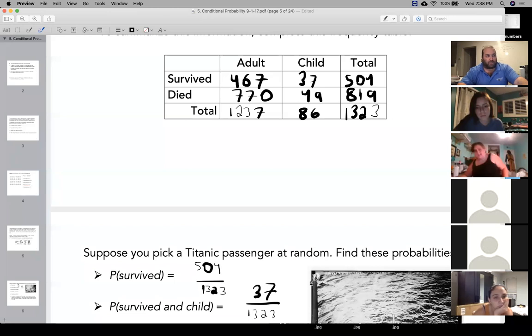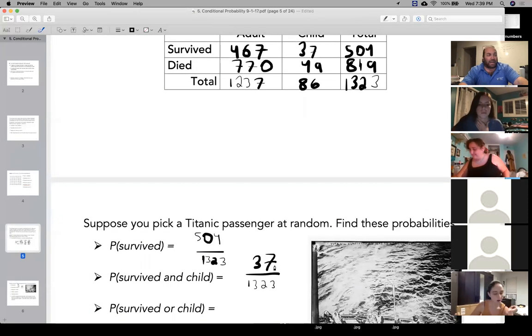37 of those 1323 survived and were a child. Do you agree? Yes. So I do the denominator first. I want to know what I'm considering. I'm considering everyone. And of the ones that I'm considering, how many of them satisfy the condition of survived and being a child?